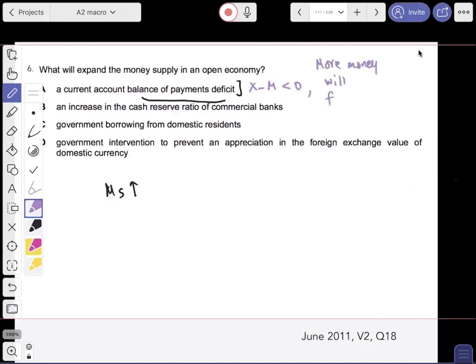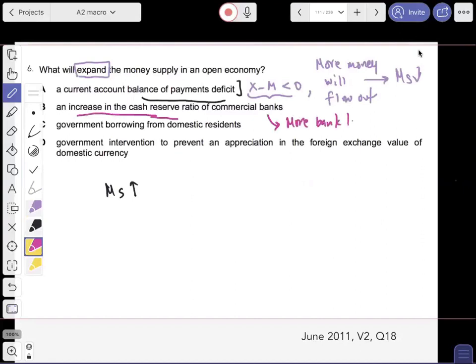will flow out. Isn't that true? If there is a current account balance of payment deficit, then your exports minus imports will be negative, which means goods are flowing in, more money will flow out, which would mean money supply should go down. As we said, it says here what will expand money supply, not decrease but expand. An increase in reserve ratio means more bank lending, and that basically means money supply will go up. So B will be making sense to us.